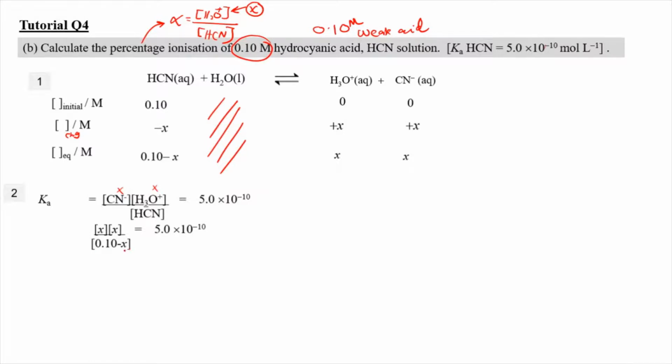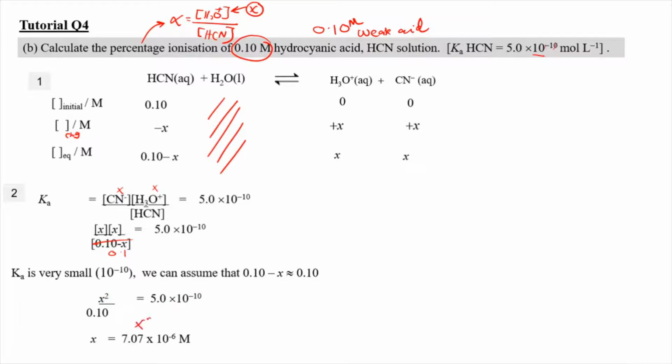And here we can make an assumption because we know that our Ka is very small, because it is 10 to the power of negative 10. Then we can assume that 0.10 minus x is equal to 0.1. From here we can multiply 0.1 with 5 times 10 to the power of negative 10. We're going to get our x squared to be 5 times 10 to the power of negative 11, and then we can square root the answer, in which we're going to get x to be 7.07 times 10 to the power of negative 6 molar.